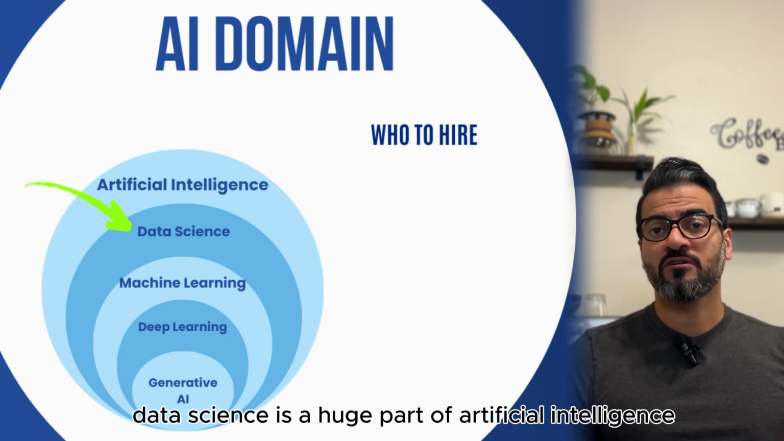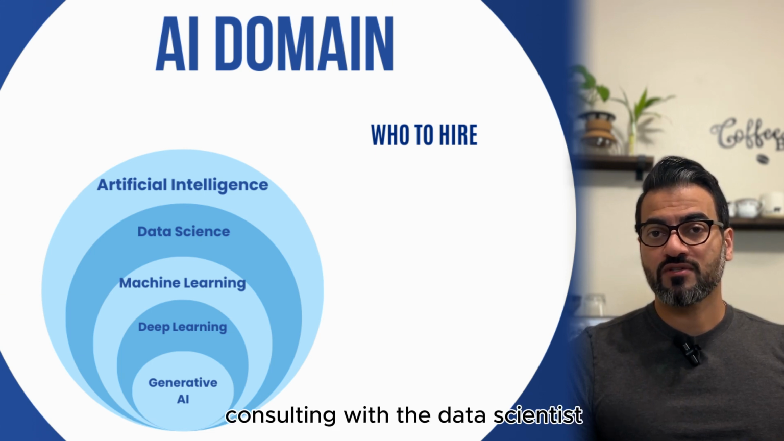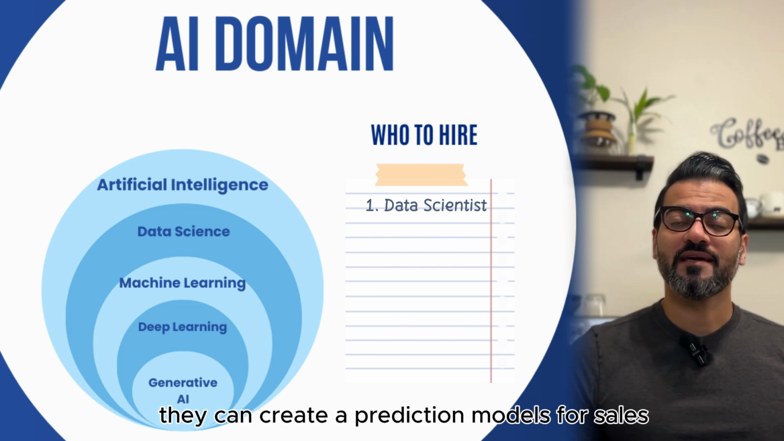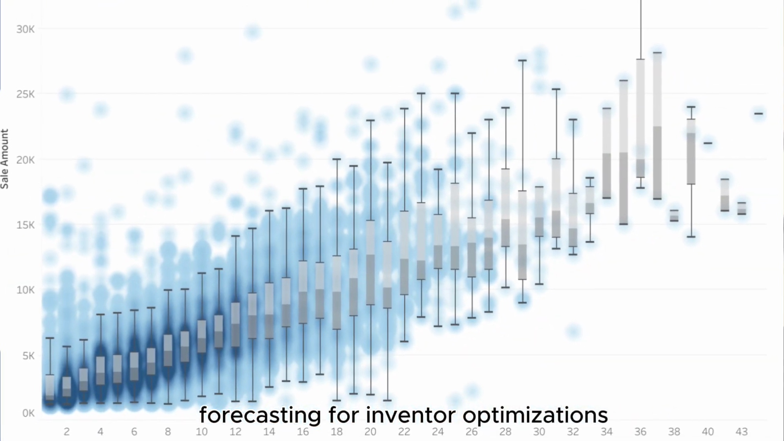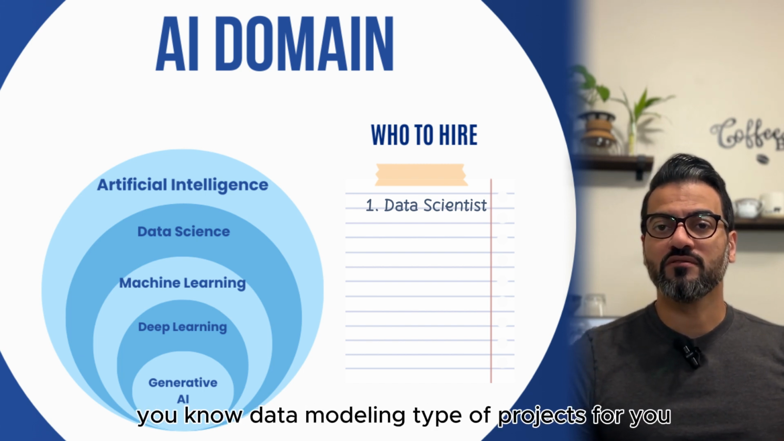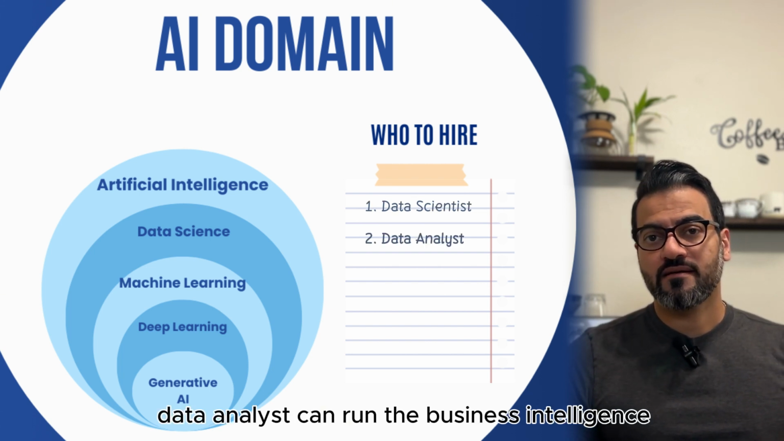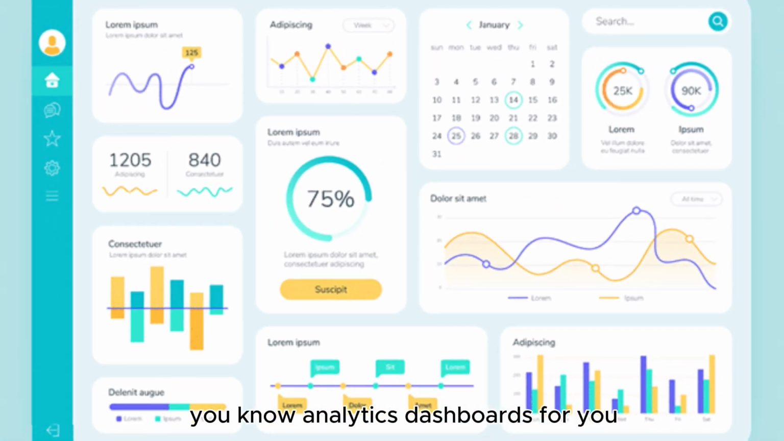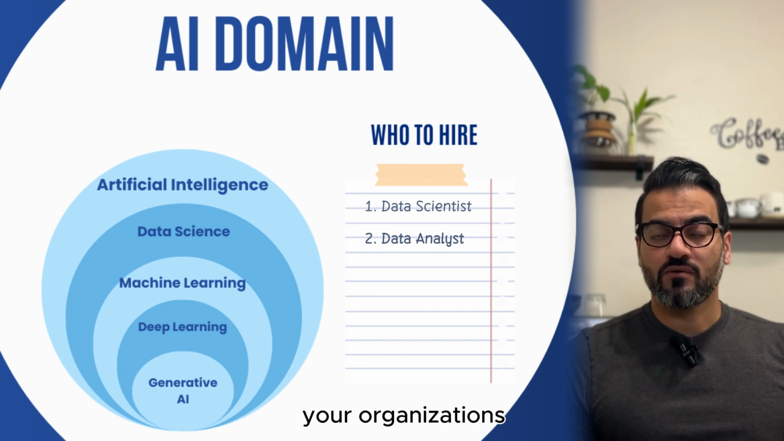Data science is a huge part of artificial intelligence. In data science, it's best to start with some sort of consulting with a data scientist. Data scientists usually have the knowledge of data modeling. They can create prediction models for sales forecasting, for inventory optimizations, for marketing campaign optimizations. They can do this type of machine learning, data modeling type of projects for you. Next, you have the data analyst. Data analysts can run the business intelligence BI projects. They can create analytics dashboards for you, and they can answer your data questions in your organizations.